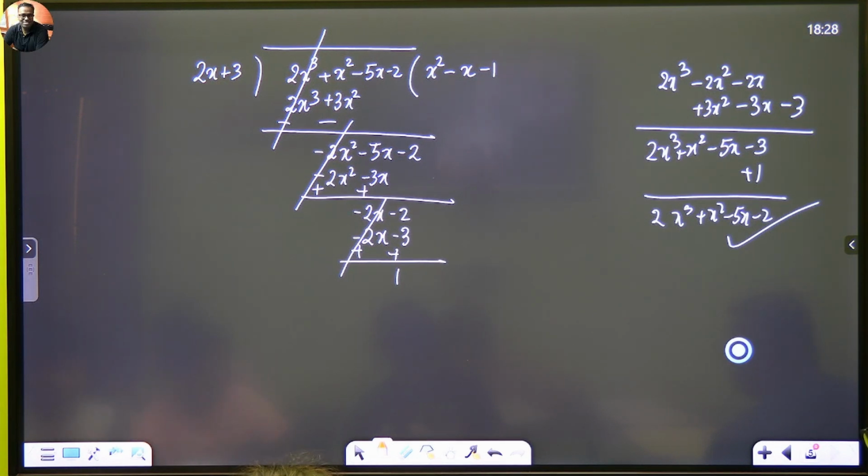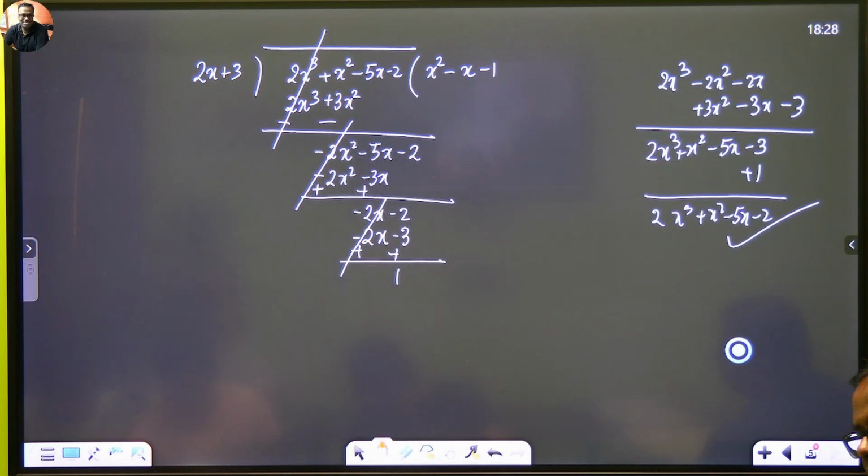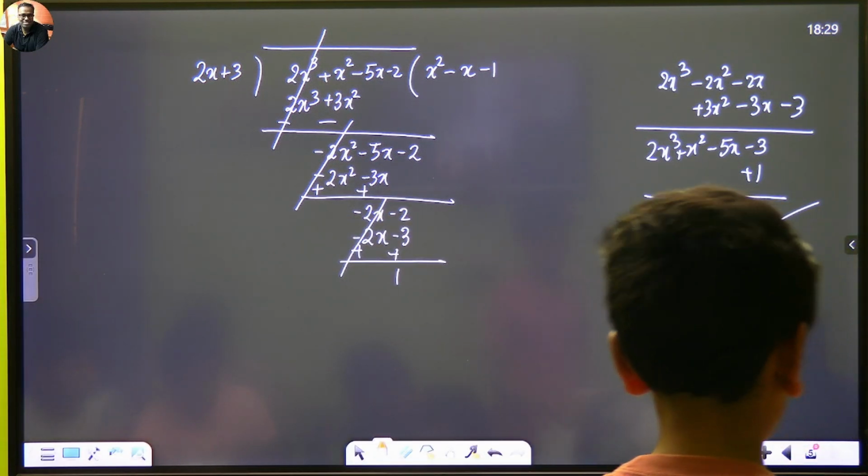Every time you write a dividend, always keep some space. X square. Two x is, see, 2x term was not there in the dividend. That's why I said chicken is born. So you have to give him a separate house.